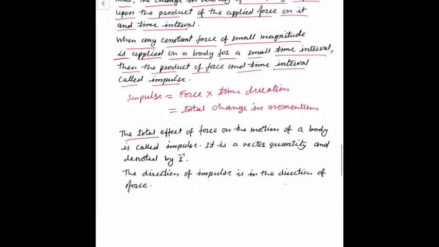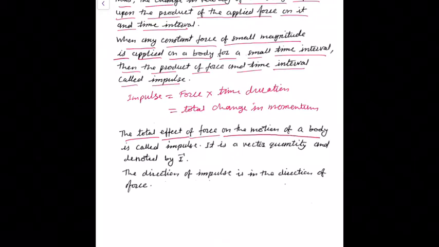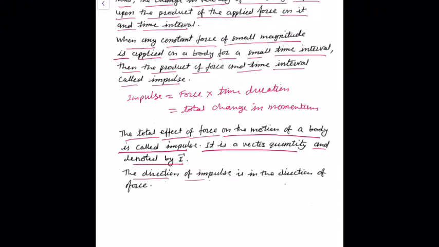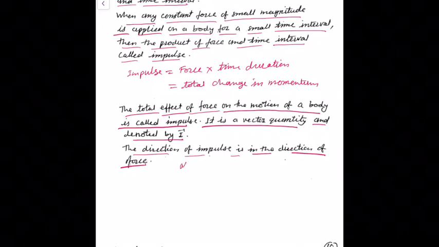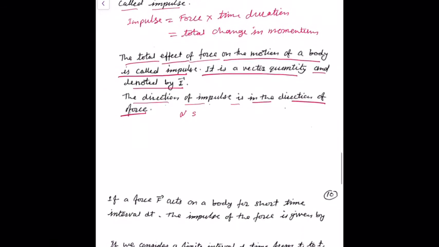The total effect of force on the motion of a body is called impulse. It is a vector quantity and denoted by I vector. The direction of impulse is in the direction of force. Its unit is Newton second. Clear?